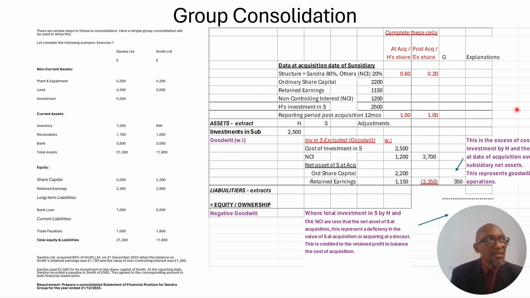If, on the other hand, we have to pay less, due to maybe inefficiency in the subsidiary or as a discount, the difference will be credited to the reserve. So that negative goodwill will be credited to reserve. Okay? Watch out for when we have to pay less than what we got from S Limited.